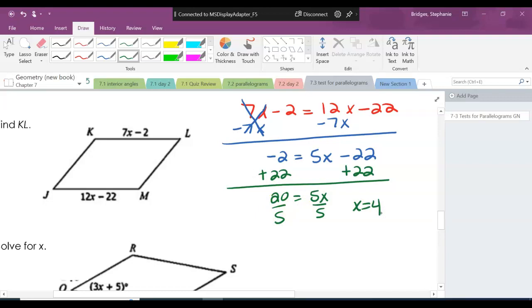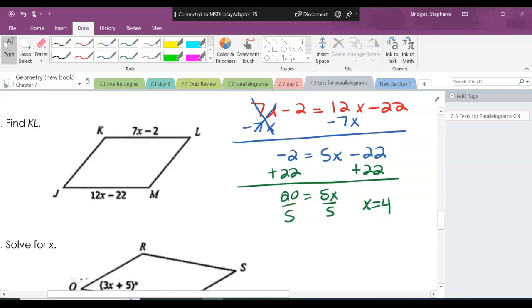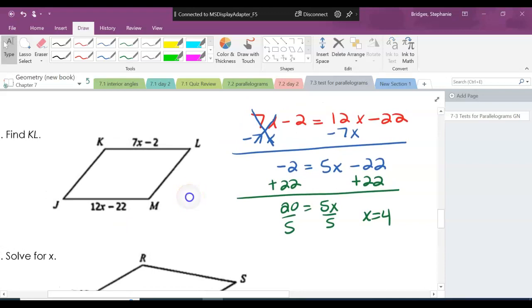Is that what they asked me for? No. All right, KL, we got to plug that in. KL is at the top here. So I'm going to go 7 times 4 minus 2. 7 times 4 is 28, and 28 minus 2 is 26. There we go.